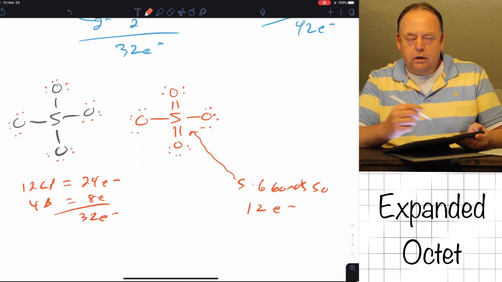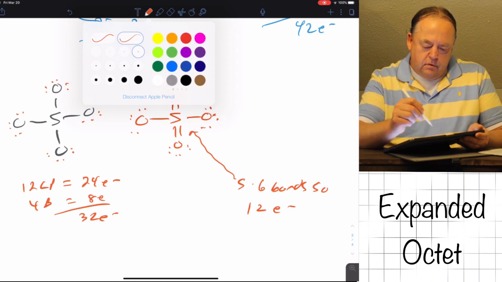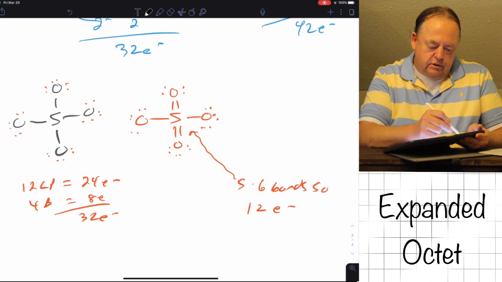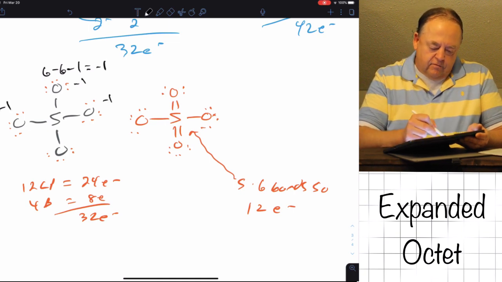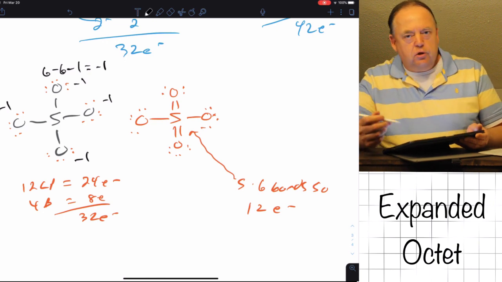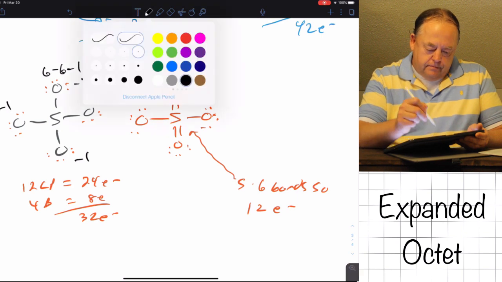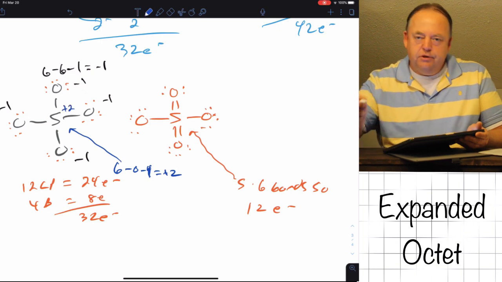So now which is better, the one on the left or the one on the right? And if you remember how to determine that, you had to assign formal charges. So if we assign formal charges for this oxygen, 6 valence minus 6 dots minus 1 line is -1. So that oxygen's -1, that's -1, that's -1, that's -1, because all 4 oxygens look the same, 3 lone pairs and 1 bond. And then if we did the same for sulfur, 6 valence electrons minus 0 dots minus 4 lines, it would have to be +2 charged.